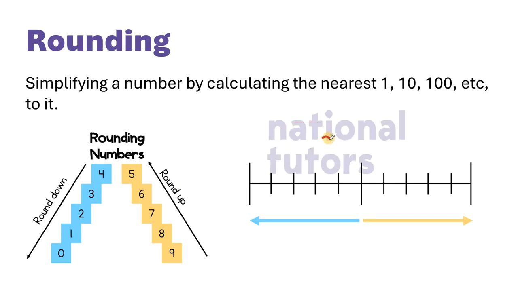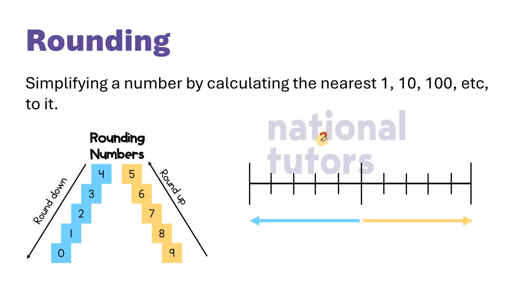Now, if I had the number 346 and I was rounding to the nearest 10, I would look at the 6. I'm rounding to the nearest 10, so this is going to be my affected figure. 6 is my decider. It's larger than 5, so I would round to 350. So it greatly depends on what you're rounding to.